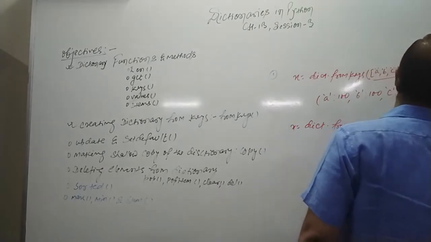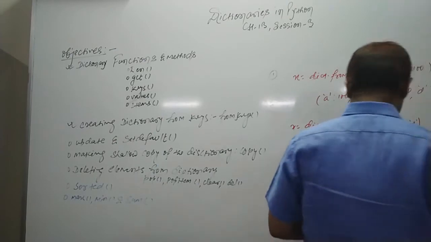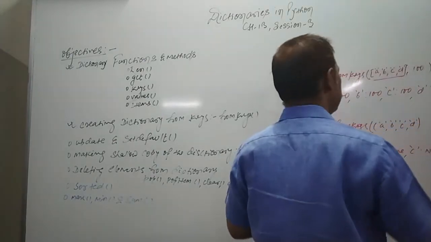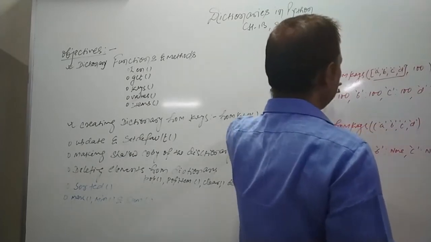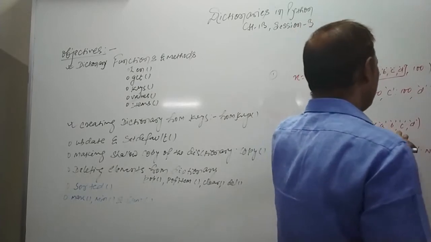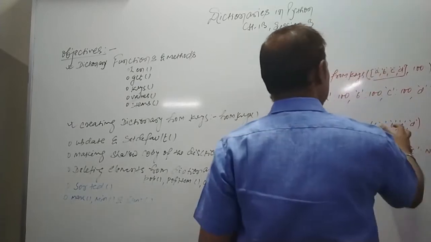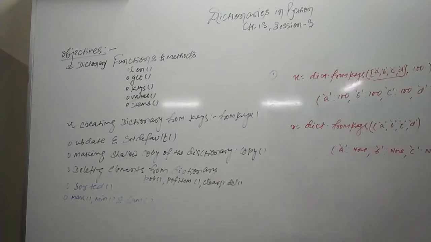Again C, then None, since we are not mentioning any value for any of the keys. This is another form of the fromkeys method. So you can either pass a list or a tuple as a parameter. These are the two different forms of the fromkeys method.